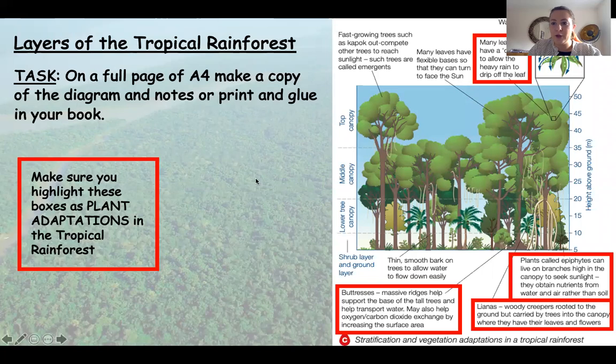This PowerPoint will be on Show My Homework, so I know that the video is blocking part of it. I'll put that on, and you can then use the PowerPoint instead to copy this diagram. But make it really big, really colourful, spend a bit of time over it. This bit's quite important.